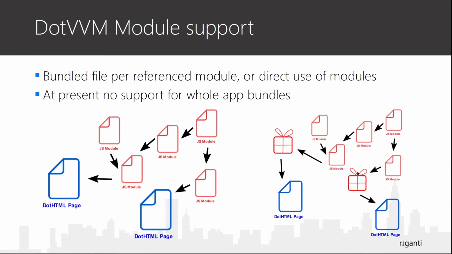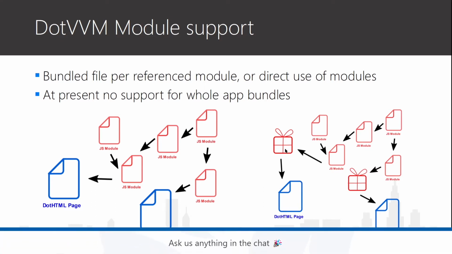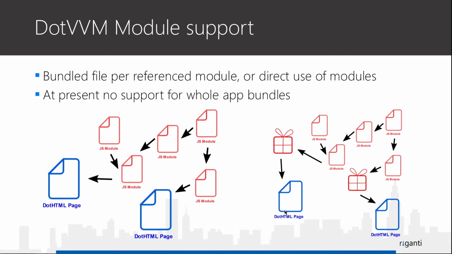And what is happening here is we take all these modules that reference each other, we bundle them using a bundler. The result is one JS file that can be registered in .vvm as a resource, and then the file can be referenced in the .html page or .html control.